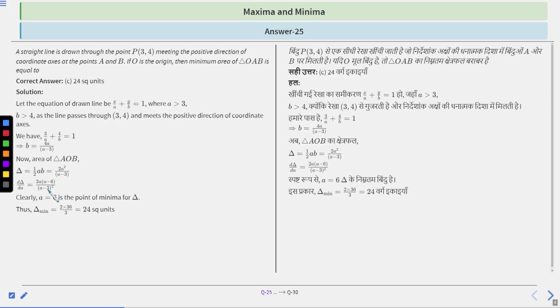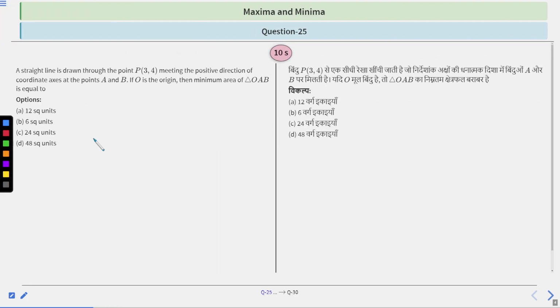You can also check whether this area is minimum or not. You can calculate d square delta upon dA square at a equal to 6, right? And at a equal to 6, d square delta upon dA square should be greater than 0 for the area to be minimum. Okay, got it? So I hope you understood the concept. So I think option C, 24 square units, is the right answer, right? 24 square units.